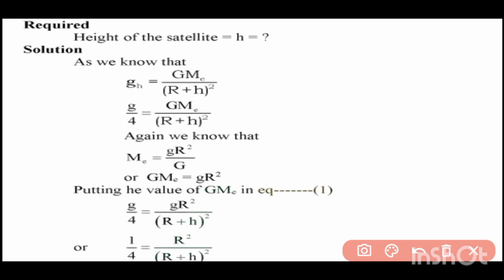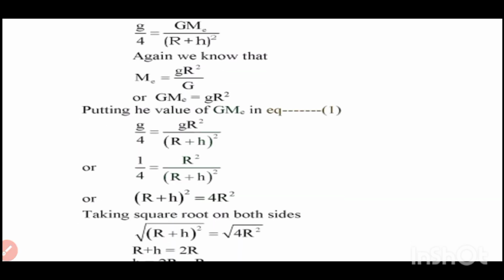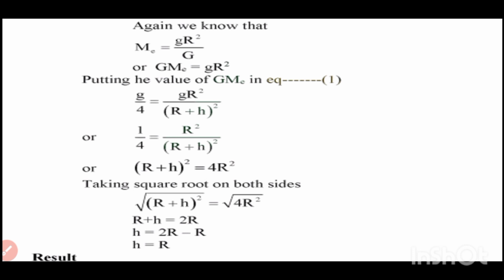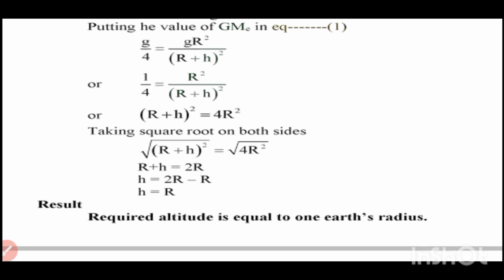So g is cancelled with g, and we get 1/4 is equal to R square divided by (R plus h) whole square. After cross multiplication we get (R plus h) whole square is equal to 4R square. Taking square root on both sides, we get R plus h is equal to 2R. We need to calculate h, so this R will be subtracted on the other side. So we get the final result h is equal to R. So our result is altitude is equal to 1 Earth's radius.